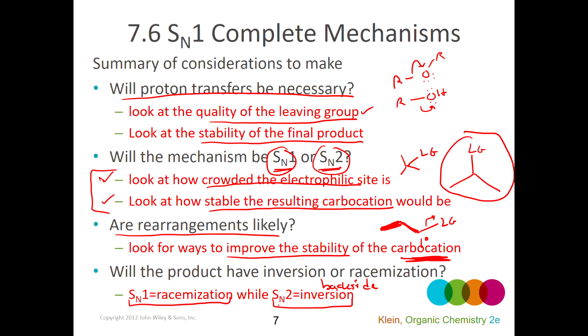So the nucleophile has to approach spatially from the opposite side of the molecule that the leaving group's leaving from. That's the only way it can occur in an SN2.